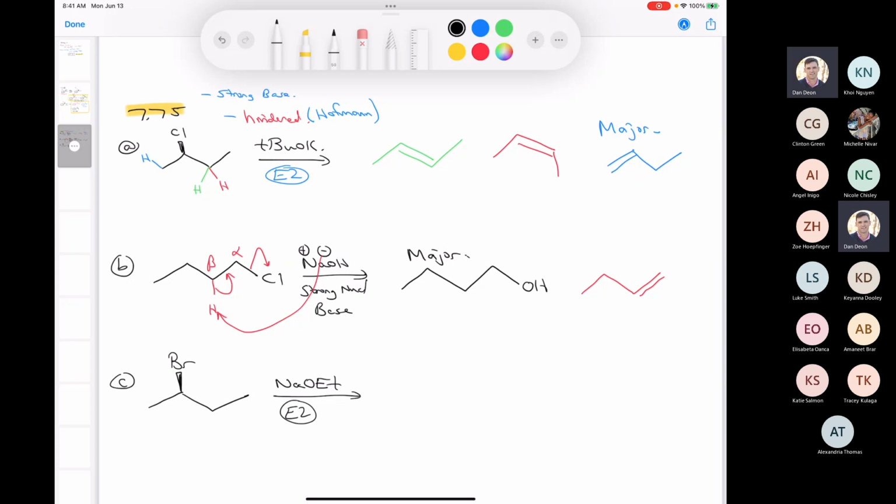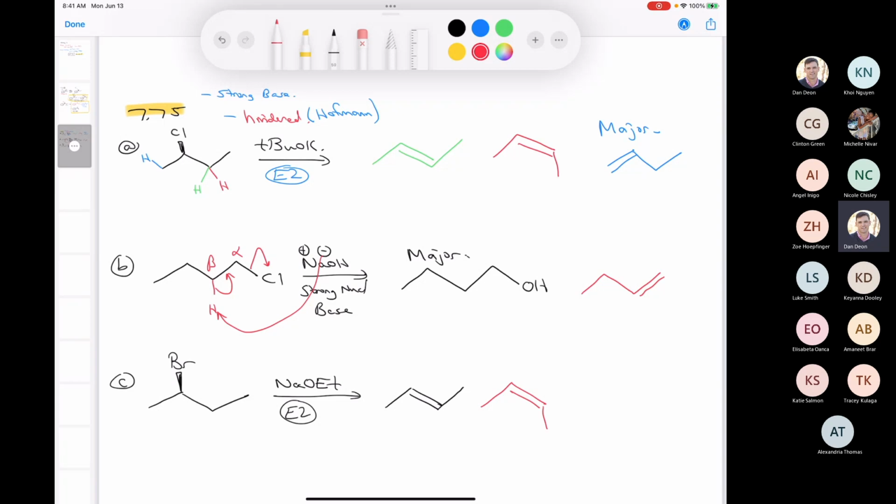Exactly, it's going to be the Zaitsev product. Now hold the phone, because there's 2 Zaitsev products, aren't there? There's the trans 2-butene, and then there's the cis 2-butene. Now out of these 2 Zaitsev products, let me try to draw it a little prettier. Which one of these would predominate? Would it be the trans or the cis? They're both possible.